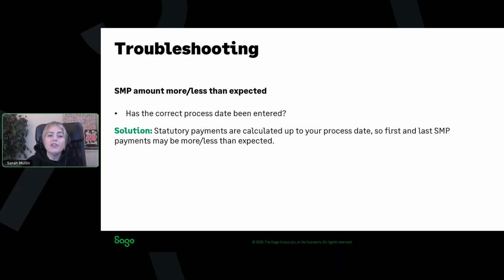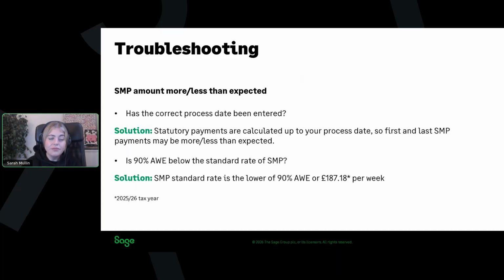So definitely one to look out for, especially when it is January as well, because that does catch a lot of people out. And again, I did touch on this earlier, but is the 90% average weekly earnings actually below the standard weekly rate of £187.18 per week? If it is, remember, they'll get that amount throughout the whole 39 weeks of their maternity. So yeah, definitely something to watch out for. And of course, you can review that in the record if you need to. So some top troubleshooting tips there.